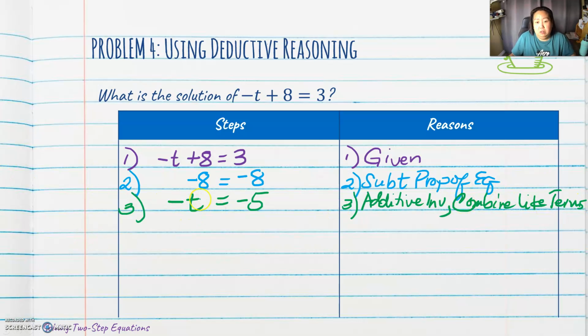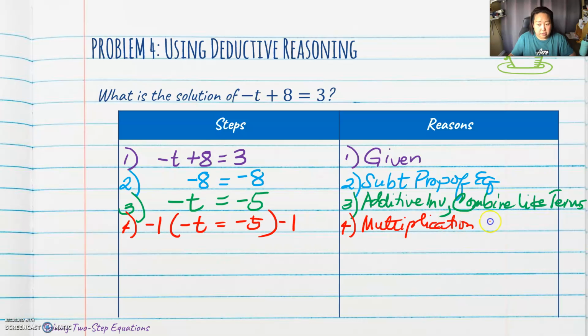Now, is our variable already isolated? It is not yet. And so, how can we isolate our variable? Well, we have two options here. You can either divide by -1 or multiply by -1. So let's say we multiply both sides by -1, okay? So we multiplied by -1 on the left, we also did that on the right, and what property is that? That is the multiplication property of equality, okay?